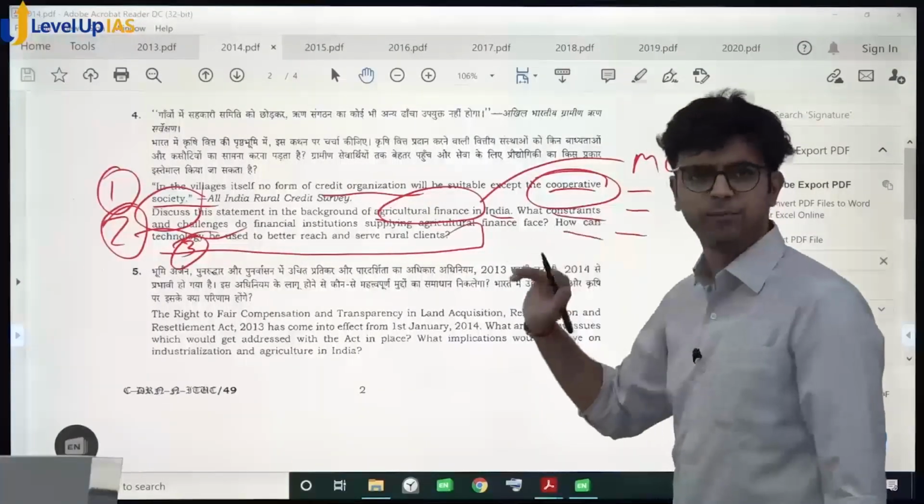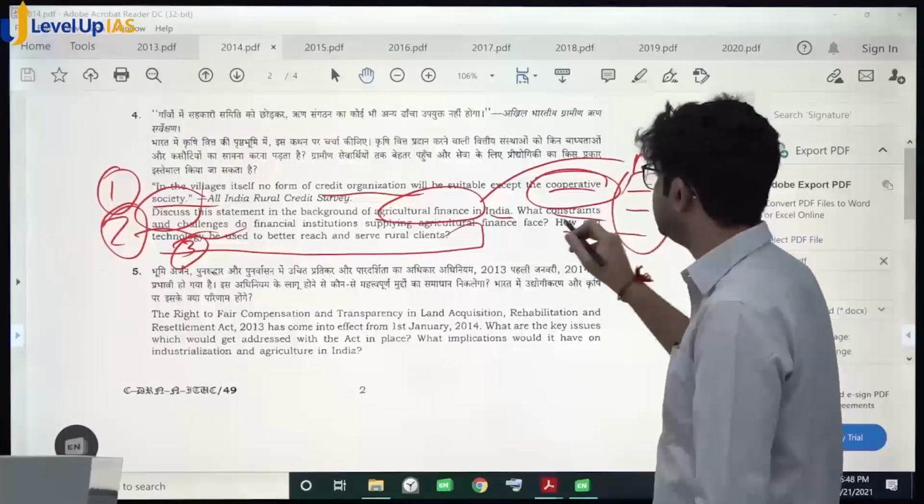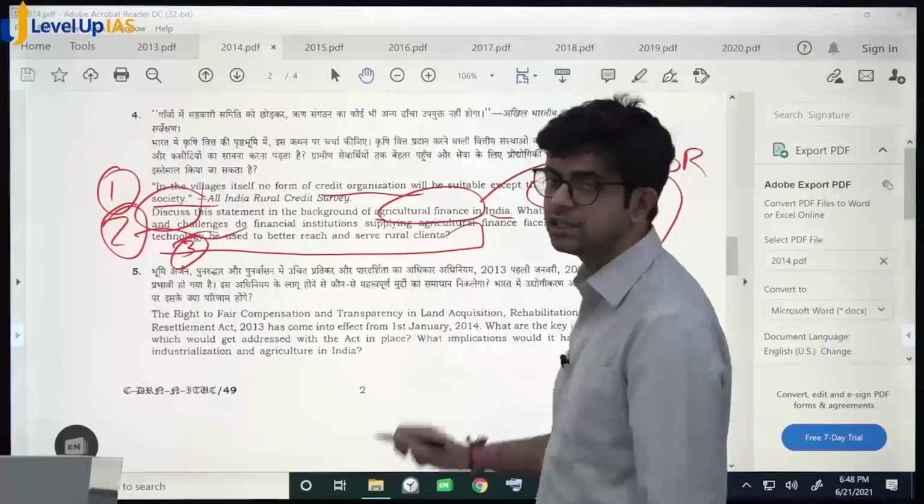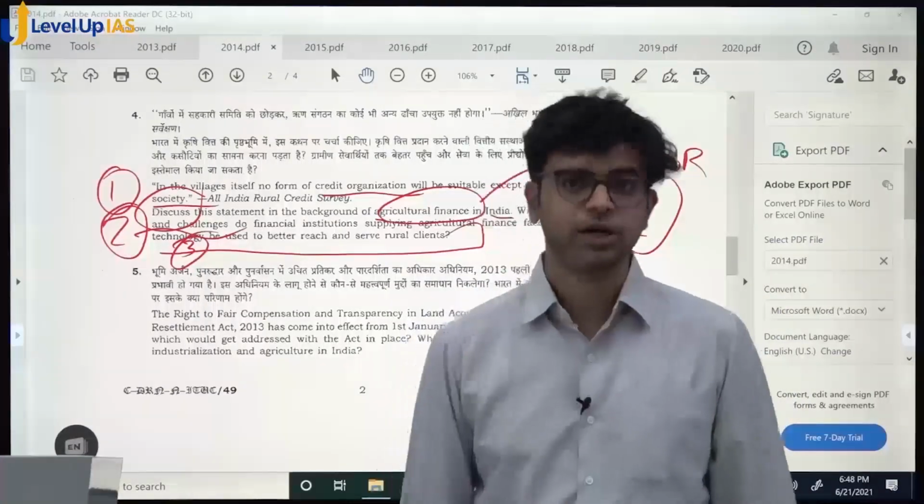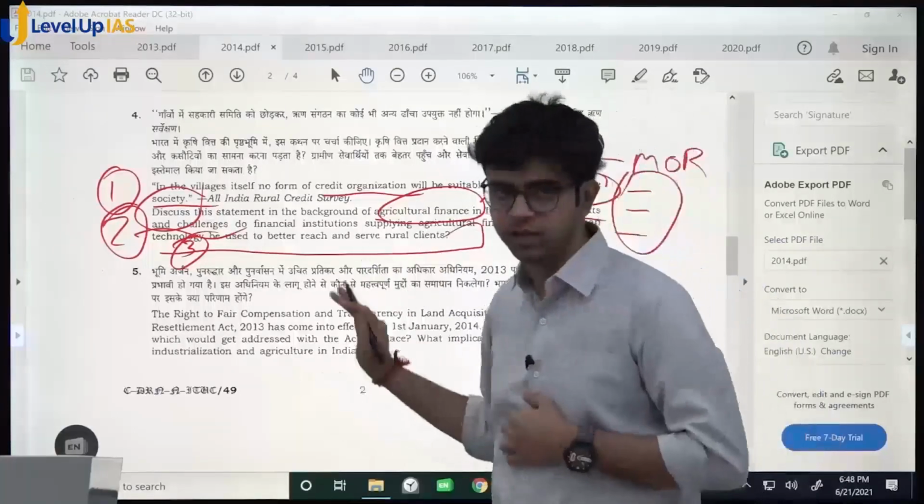Or a little up or down, 0.5 or 1, but the weightage for all 3 should be equal, because the challenges of institutions providing agricultural finance, even though easy, are very important. So you cannot afford to give less space or fewer words to the challenges in this particular question.